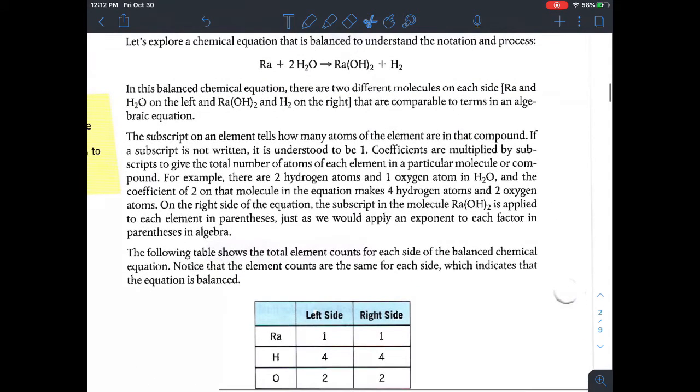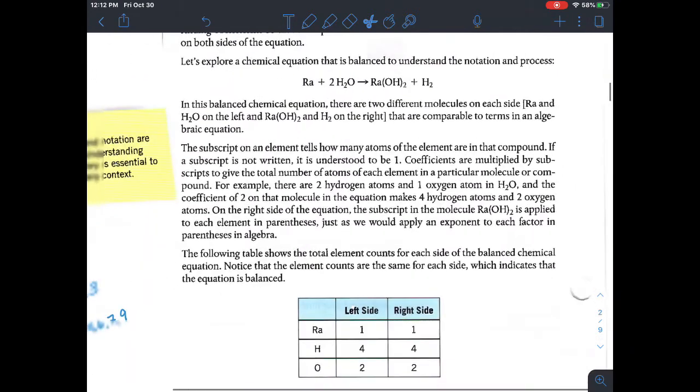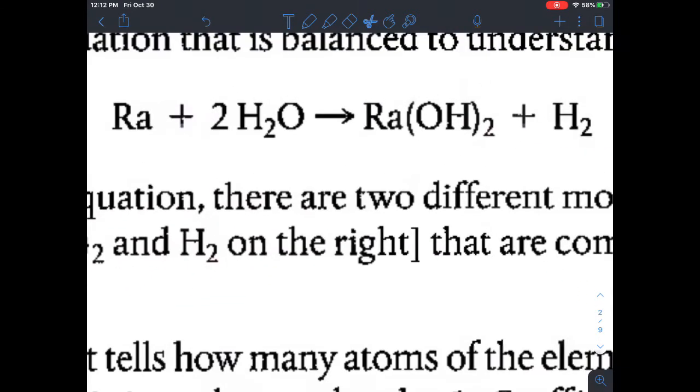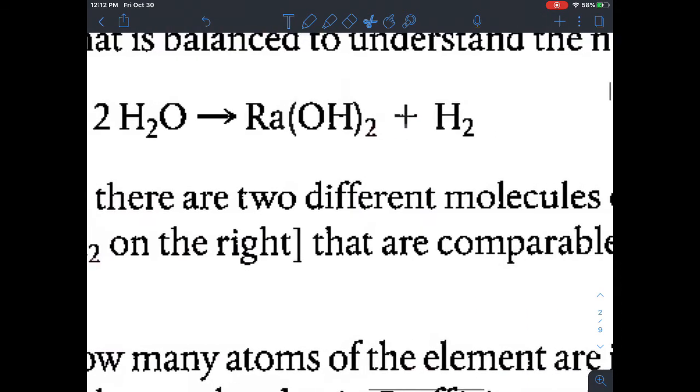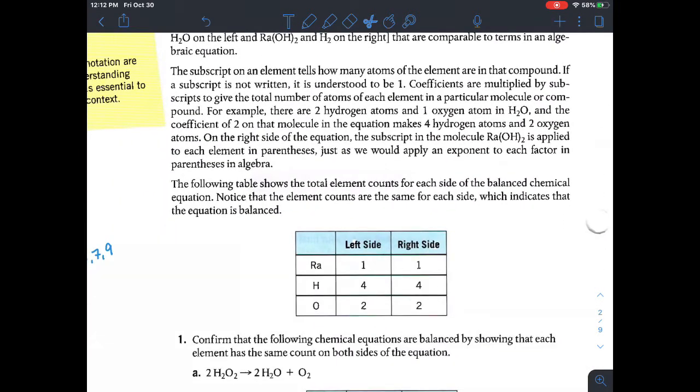So on the left-hand side, for Ra, there's 1. And on the right-hand side, there's 1. H, on the left-hand side, there's 2 H2, so I'm going to multiply those together. So I actually have 4 on the left-hand side. And then on the right, I would distribute the 2, and I have H2. So there's H2 plus H2, that's 4. And then for O, oxygen, 2 H2O, so there's 2 O's. And then over here, I would need to distribute that 2 to the O, and I get 2 on the right as well. So it's balanced.